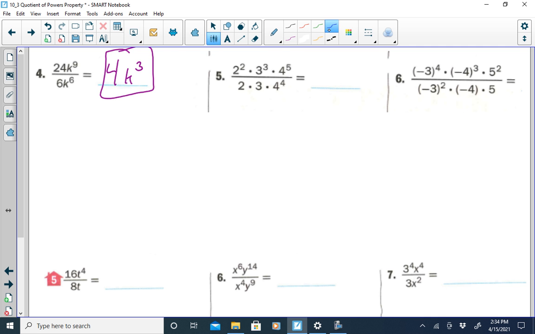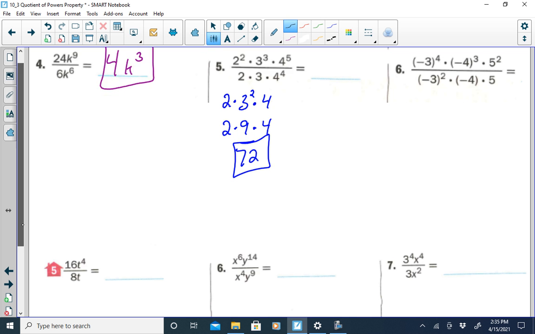What the heck, right? So this is going to be 2 to the 2nd divided by 2 to the 1st. That's going to be 2 to the 1st times 3 to the 3rd divided by 3 to the 1st. That's going to be 3 to the 2nd times 4 to the 5th divided by 4 to the 4th. That's going to be 4. So this is 2 times 3 to the 2nd power, which is 9, times 4. 2 times 9 is 18. 18 times 4, that should be 72 for problem 5.